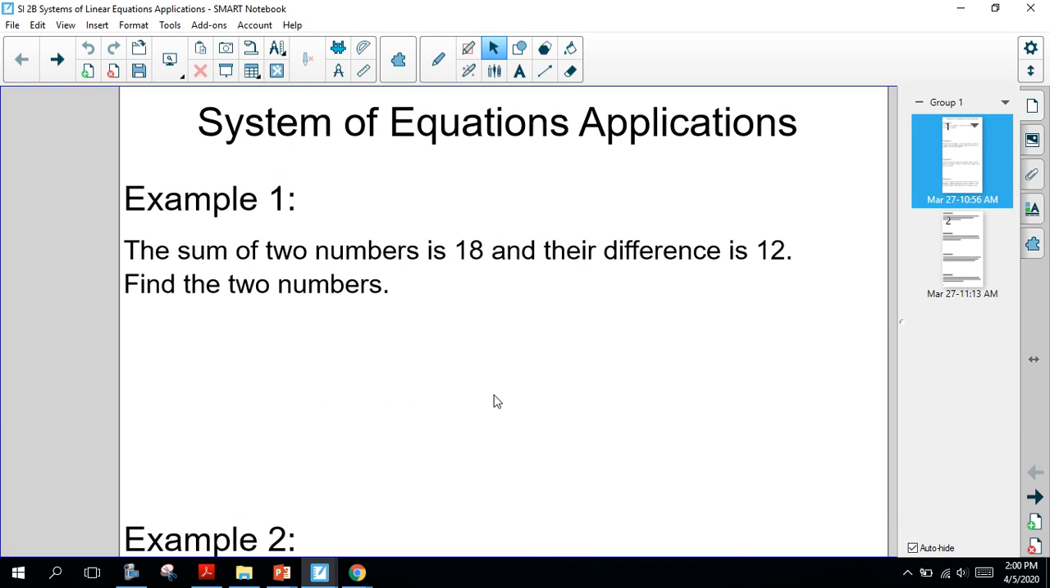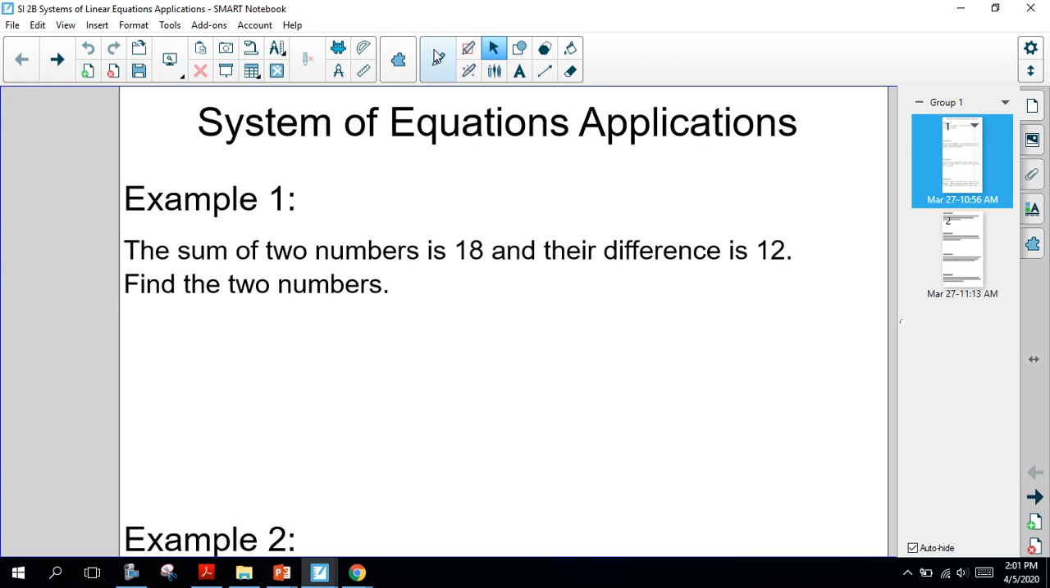Okay, guys, we're going to take a look at some system of equation application problems, also known as word problems. And we're going to take a look at the examples that go along with worksheet number 5, which is labeled number problems. So you're finding numbers. Anyway, the sum of two numbers is 18 and their difference is 12. It says find the two numbers.